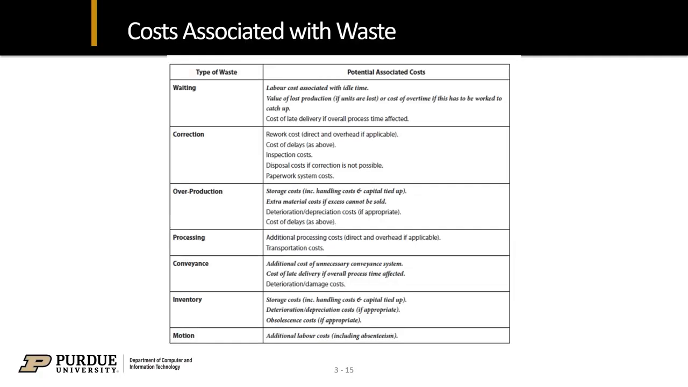So what are the costs associated with the various types of waste? As we see, waiting cost, probably one of the key ones there is labor costs associated. How about correction? Rework, cost delays, inspection delays. Overproduction, we already talked about storage costs. Processing, additional processing costs. Transportation costs. Conveyance could be damage costs, cost of late delivery, those types of things. Inventory, talked about storage costs. In motion, really additional labor costs are concerned with that type of waste.